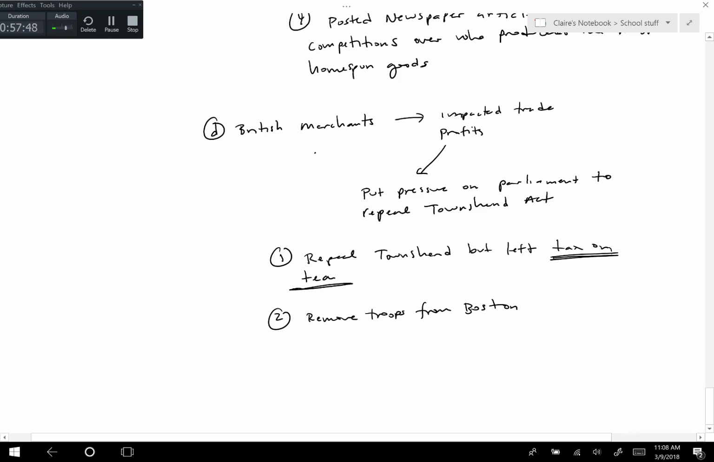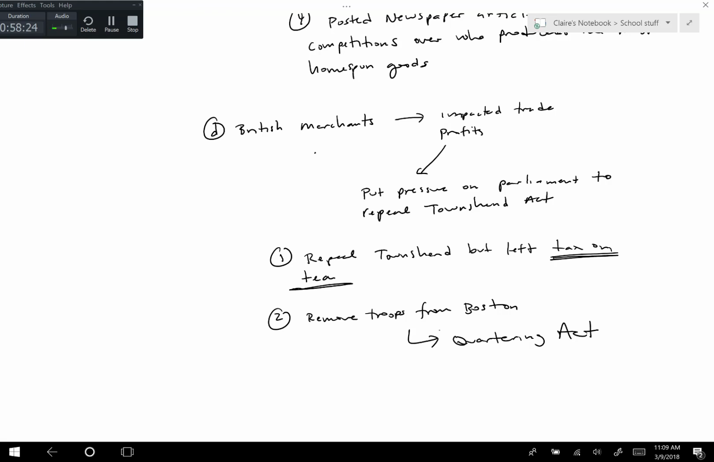And then they removed the troops from Boston, which was connected to the Quartering Act. I skipped over it for time, but the Quartering Act had said that merchants and assemblies had to help with the basic necessities of British soldiers. And this wasn't super well liked either. So that part gets repealed as well. This is seen as a big win.